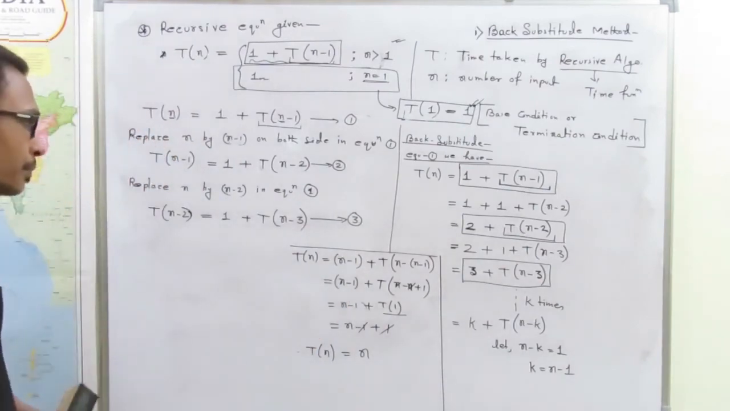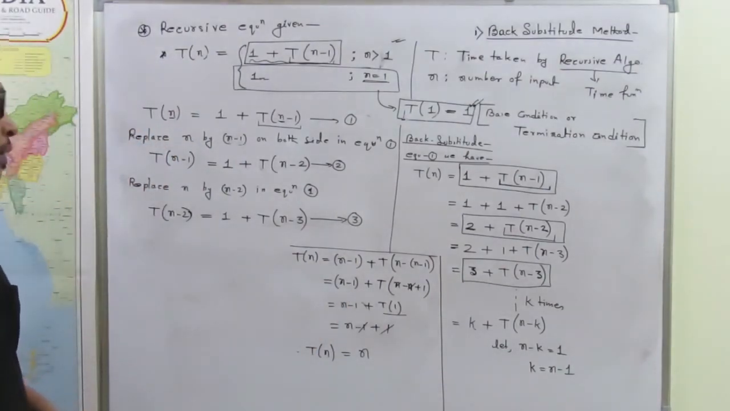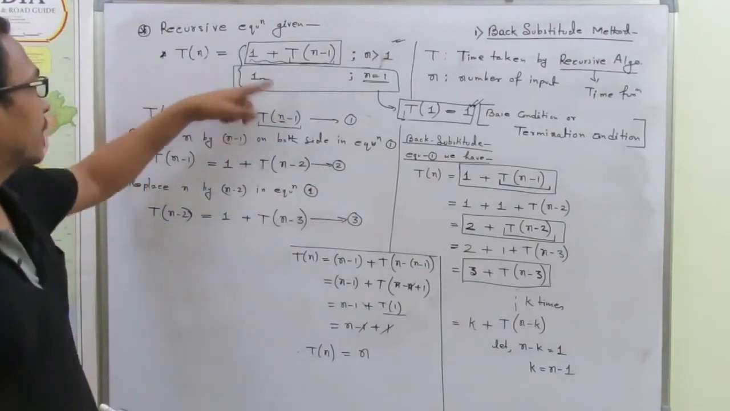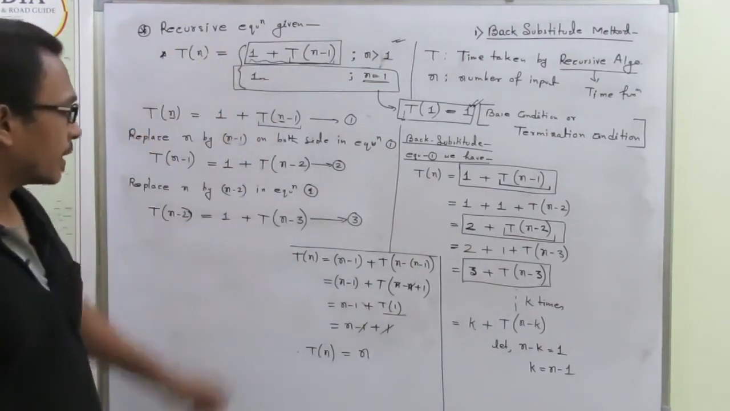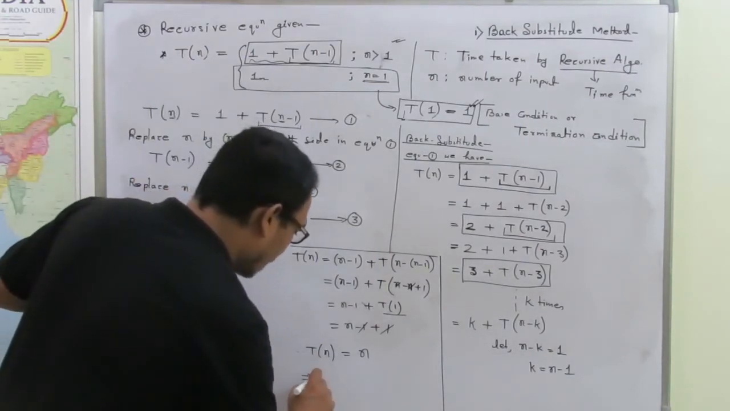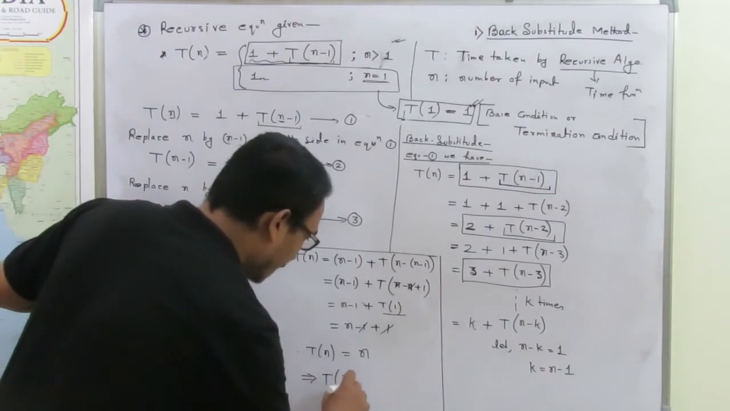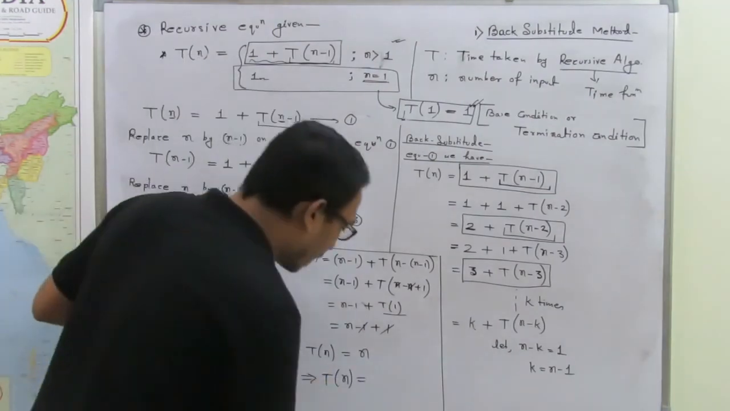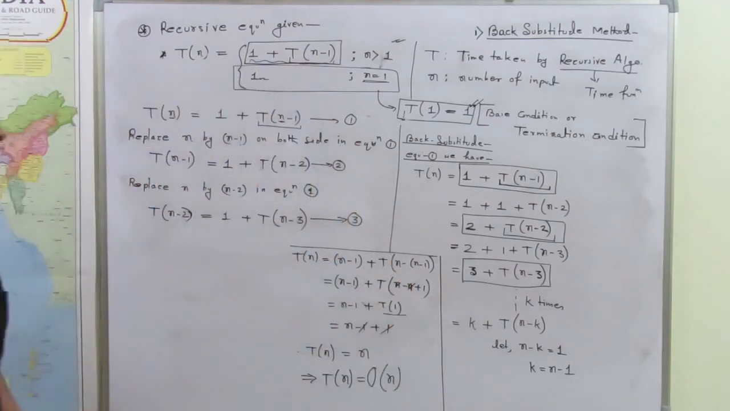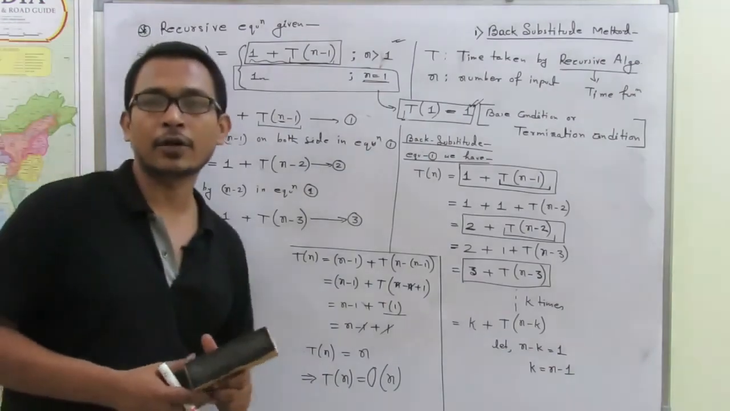So what will be the time complexity of this particular recursive equation? The time complexity will be t of n equal to order of n only. Clear? So that is how we can use the back substitution method to find the time complexity of a recursive algorithm.